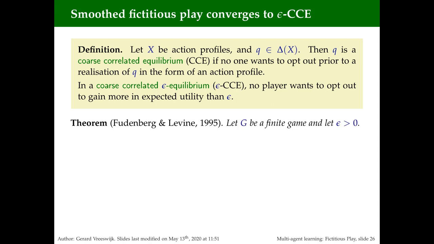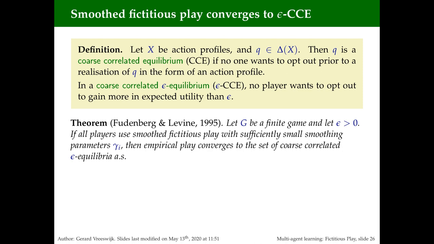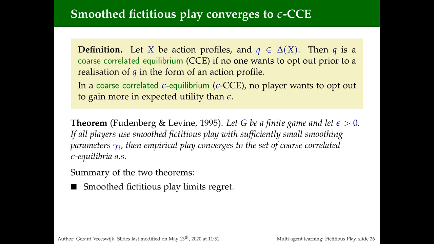So, given the knowledge of a coarse correlated equilibrium and a coarse correlated epsilon equilibrium, there is a theorem of Fudenberg and Levine that says if you have a finite game and a certain level of accuracy epsilon, then if all players use smoothed fictitious play with sufficiently small smoothing parameters gamma sub i, so every player has their own smoothing parameter, then empirical play converges to the set of coarse correlated epsilon equilibria with probability 1. So the first theorem essentially says that smoothed fictitious play limits regret, and smoothed fictitious play converges to epsilon coarse correlated equilibria. So both are connected to regret in some sense.